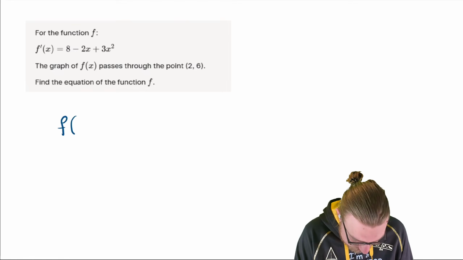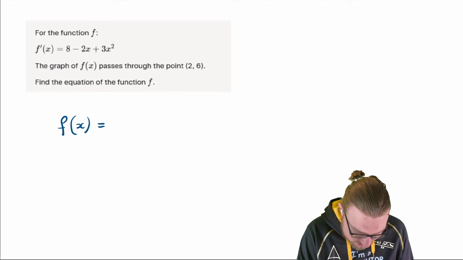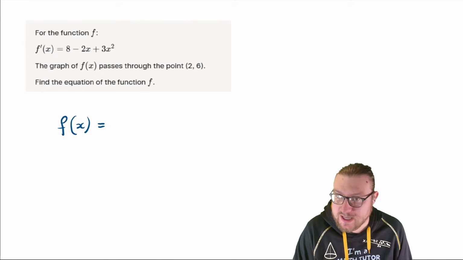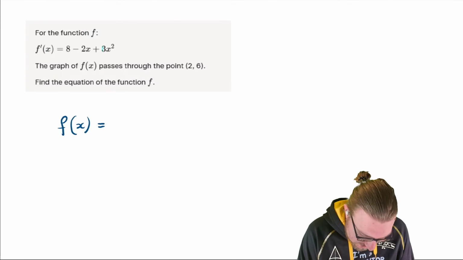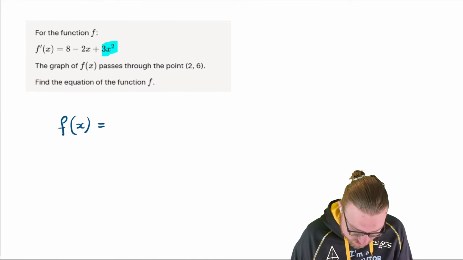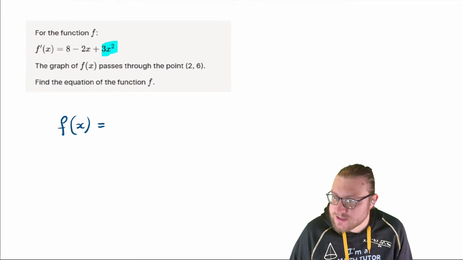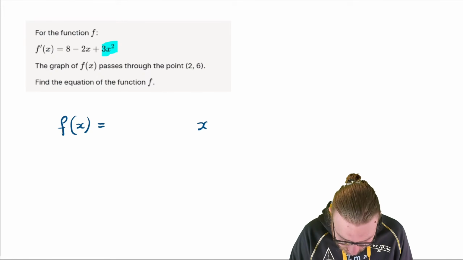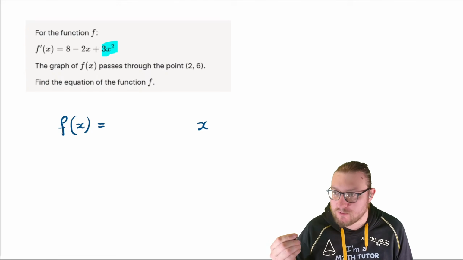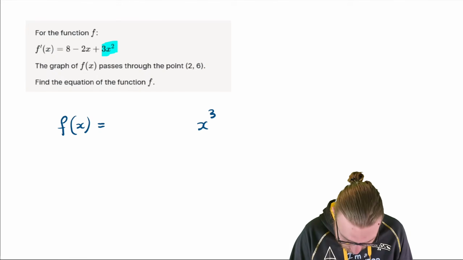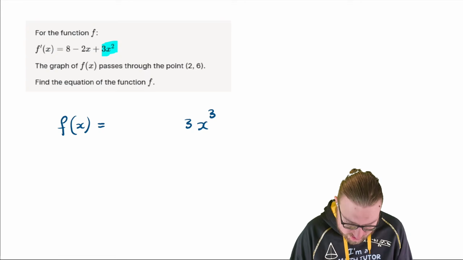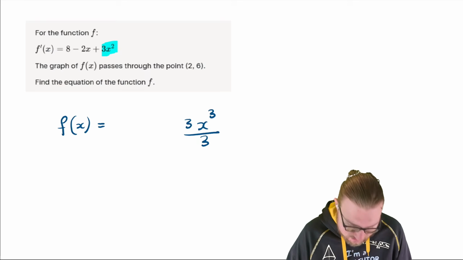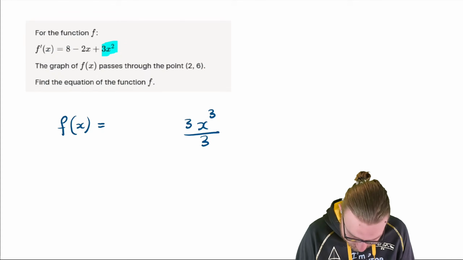So f of x is equal to, we're going to look at this term by term, and we're going to use the rule for the power. We can start with this last one. Actually, it doesn't matter which order. I'll write them in the same order though, just so it looks better. Now here we're going to raise the power by 1 to make it 3. And then we're going to divide by the new power. So that is 3. So this is the last term over here.